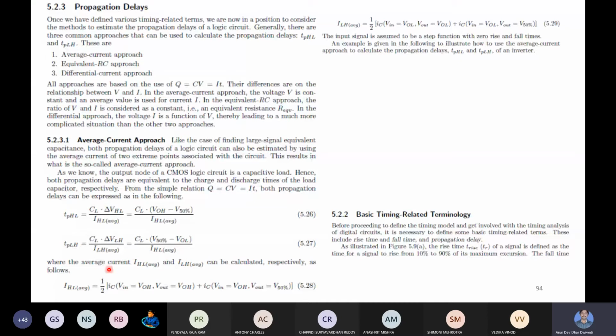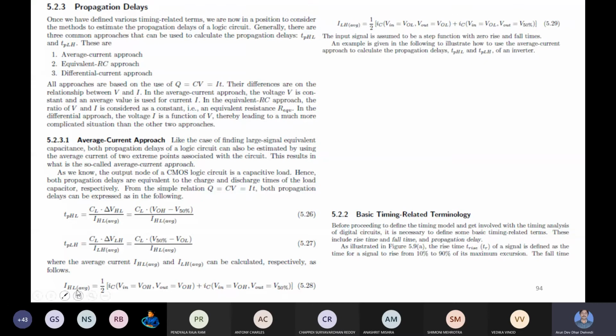Here I am talking about I average when the high to low transition is happening. It can be calculated as half of the current of the capacitor, which is the current of the N mass in the case of discharging. So we take V in equal to VOH and V out equal to VOH, meaning at the beginning when discharging starts, what is the current? When the capacitor discharges up to 50%, what is the current? So V in equal to VOH, but V out equal to V50%. These two currents are added together, then divided by 2.